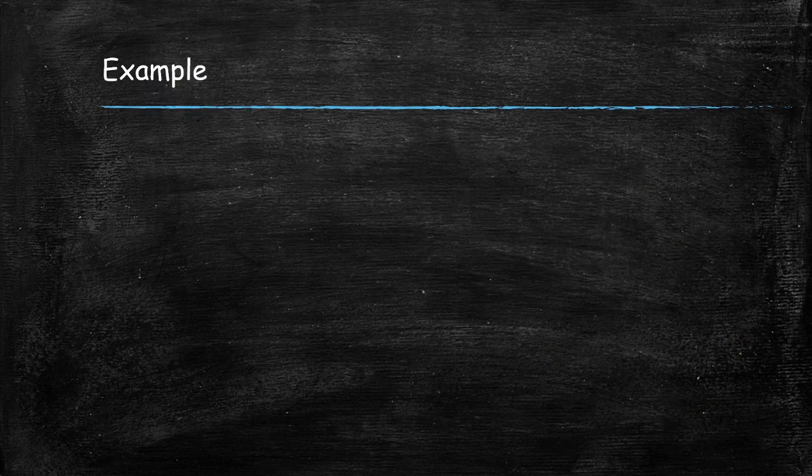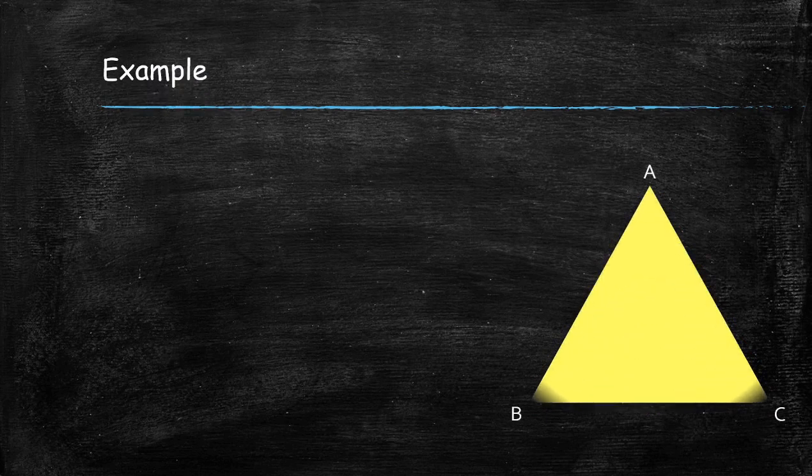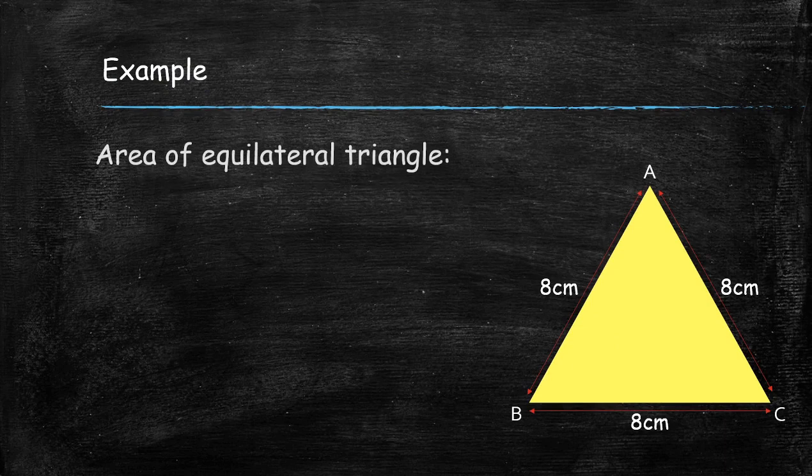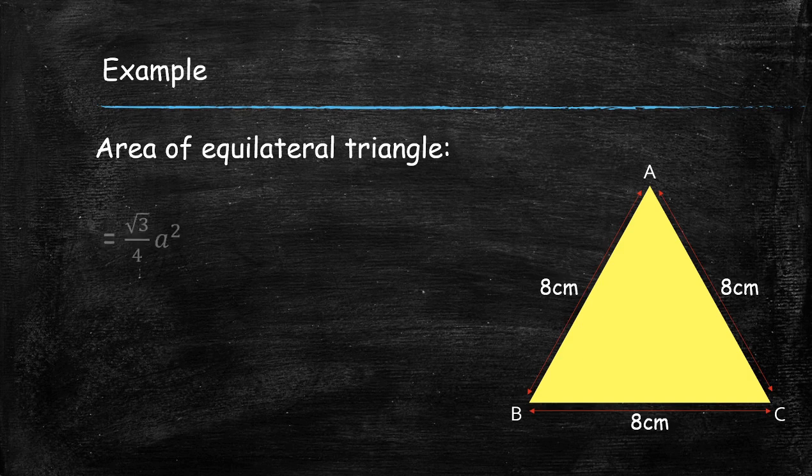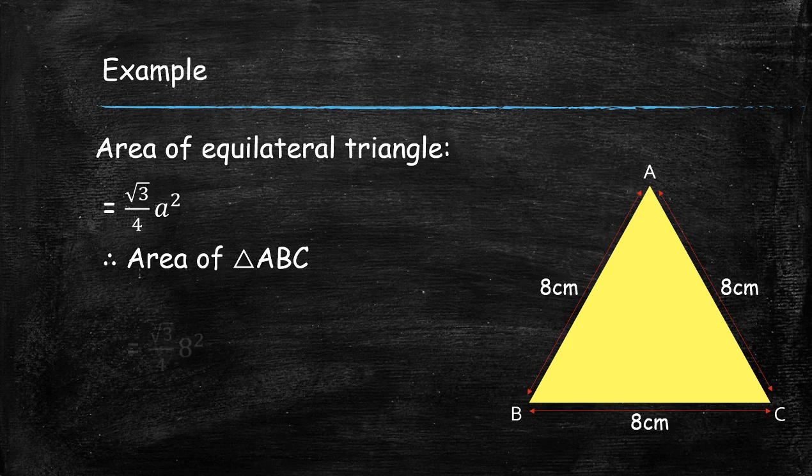Now let's see an example. I will draw equilateral triangle ABC. Now we know the sides of the triangle, which is 8 centimeter. The area of an equilateral triangle we found was root 3 by 4 a square. So the area of ABC is equal to, can you guess? Yes, correct. It is root 3 by 4 into 8 square, which is 16 root 3.